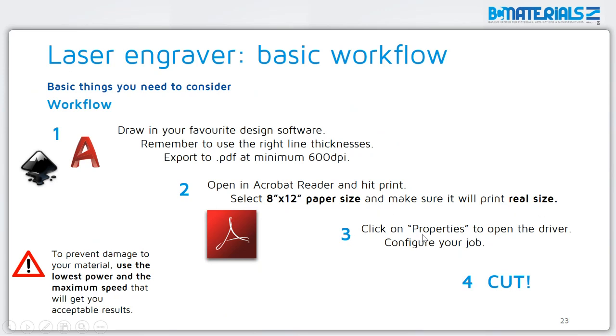And then again, you open the properties option to enter the driver or the control of the laser, and then go. Okay. As a general guideline, try to use the lowest power and the maximum speed that will get the job done. This way, you will damage your material as little as possible. Remember that you'll be cutting through ablation or burning. So you want to keep the damage to your material as controlled as possible.